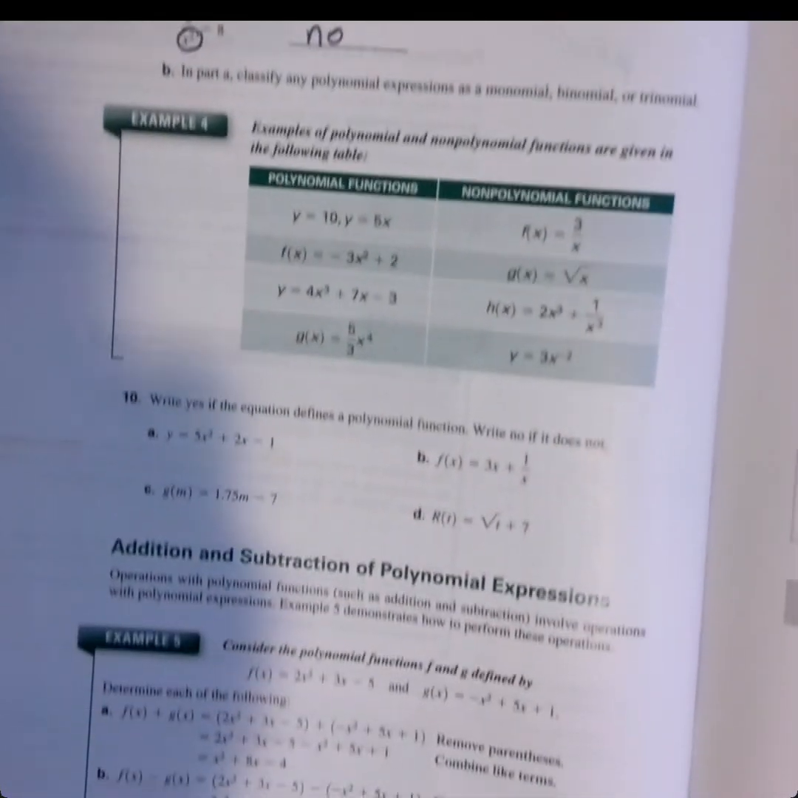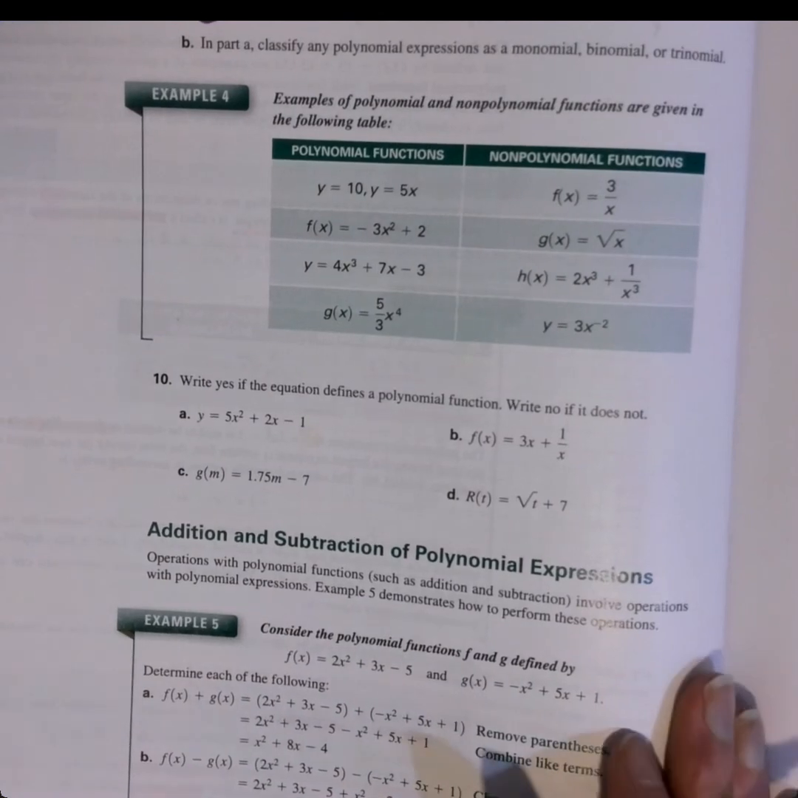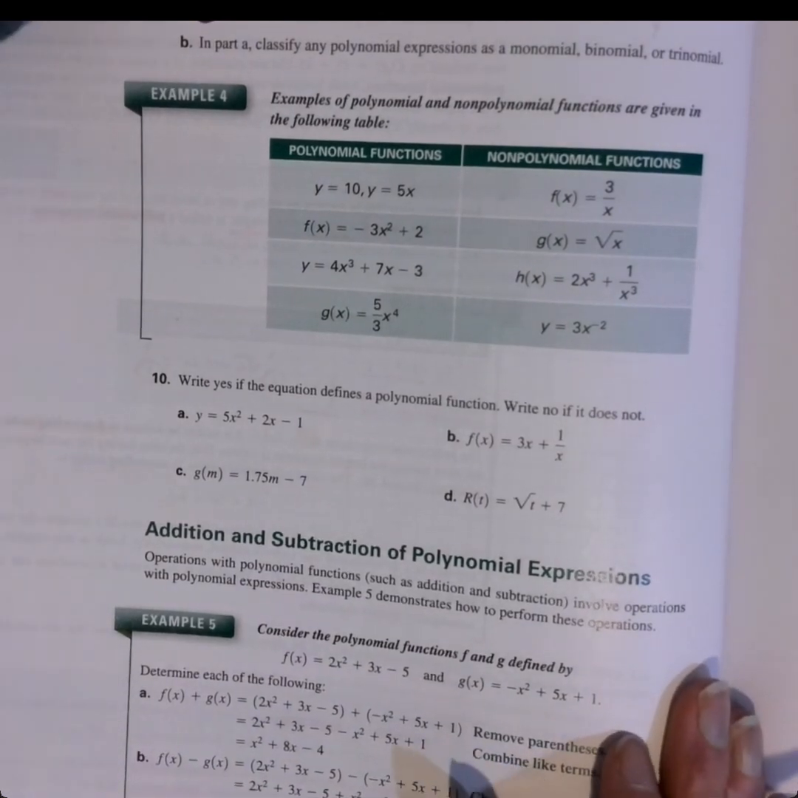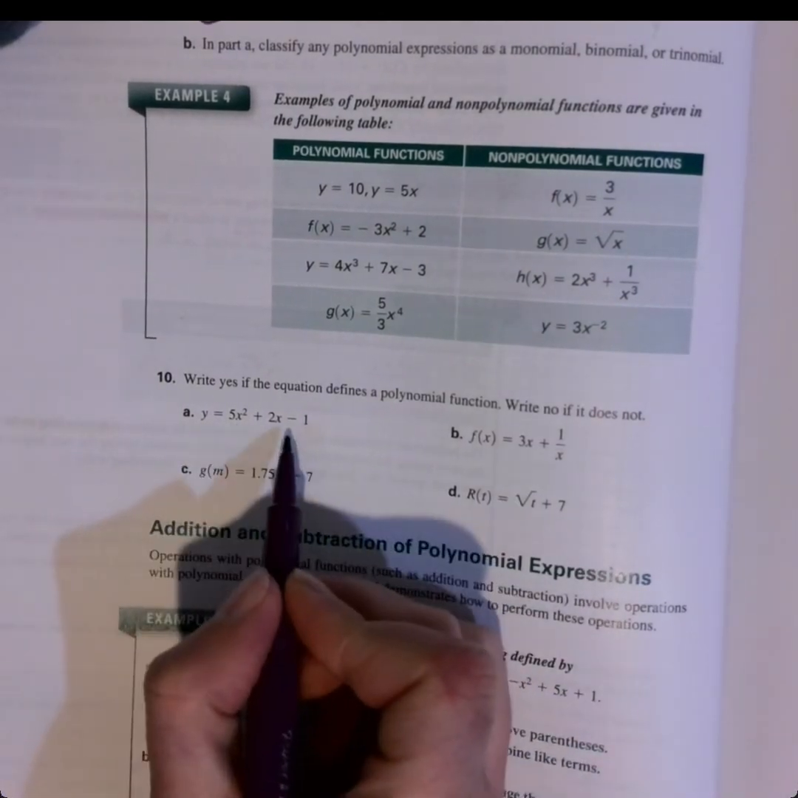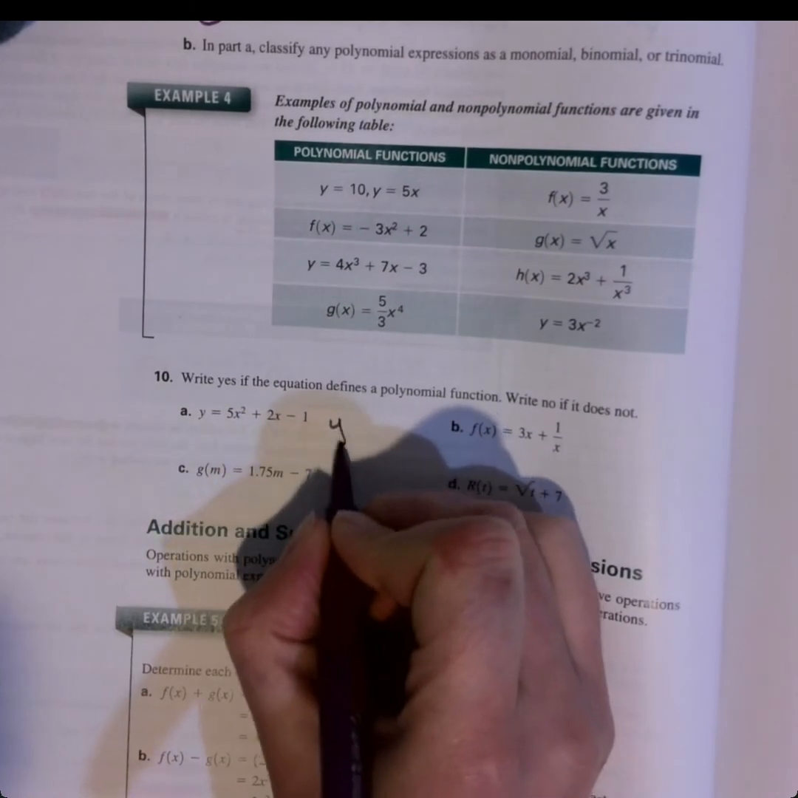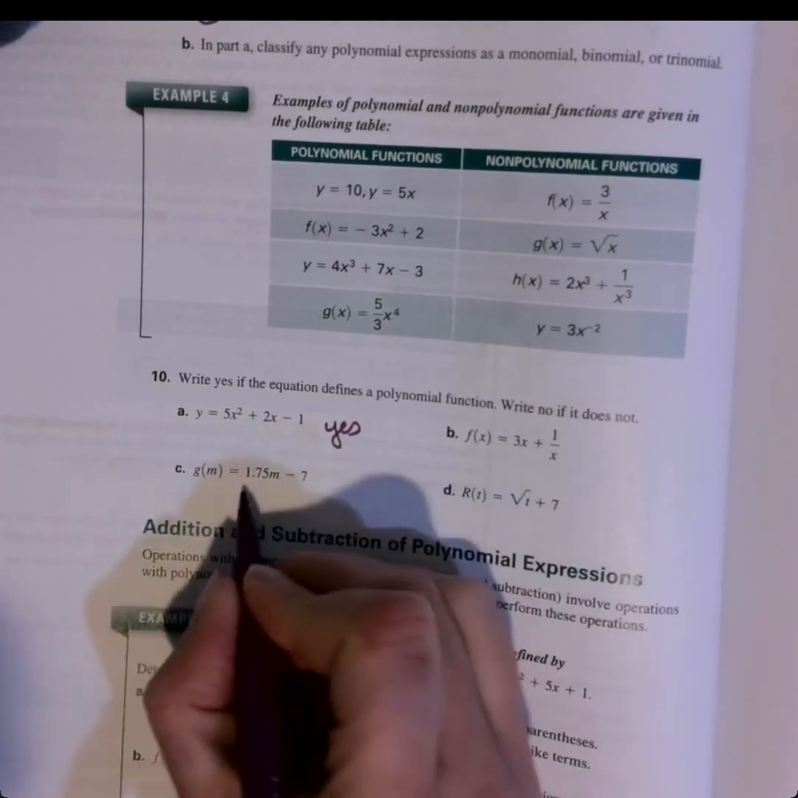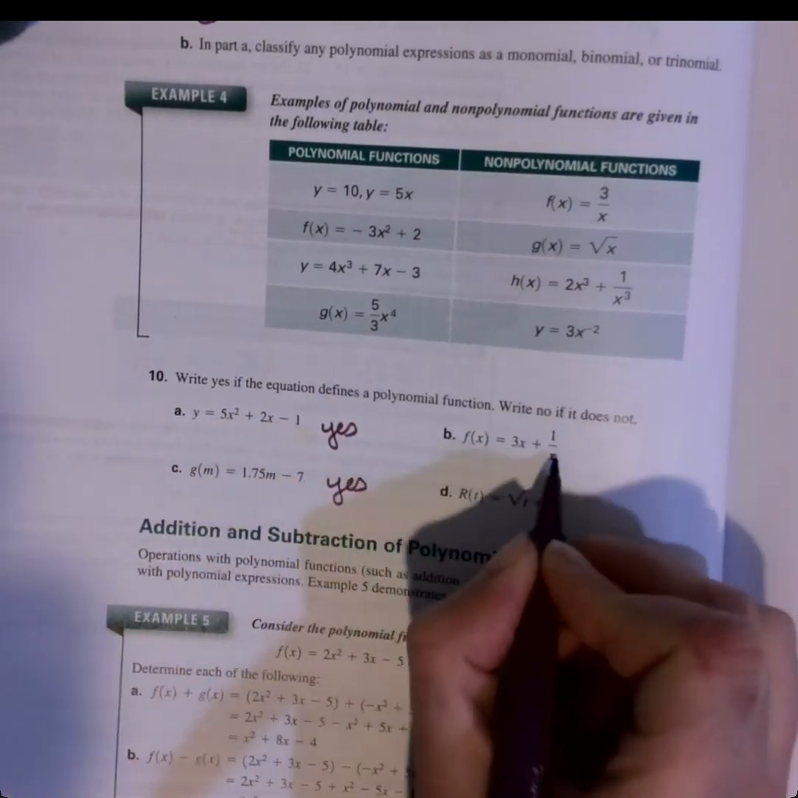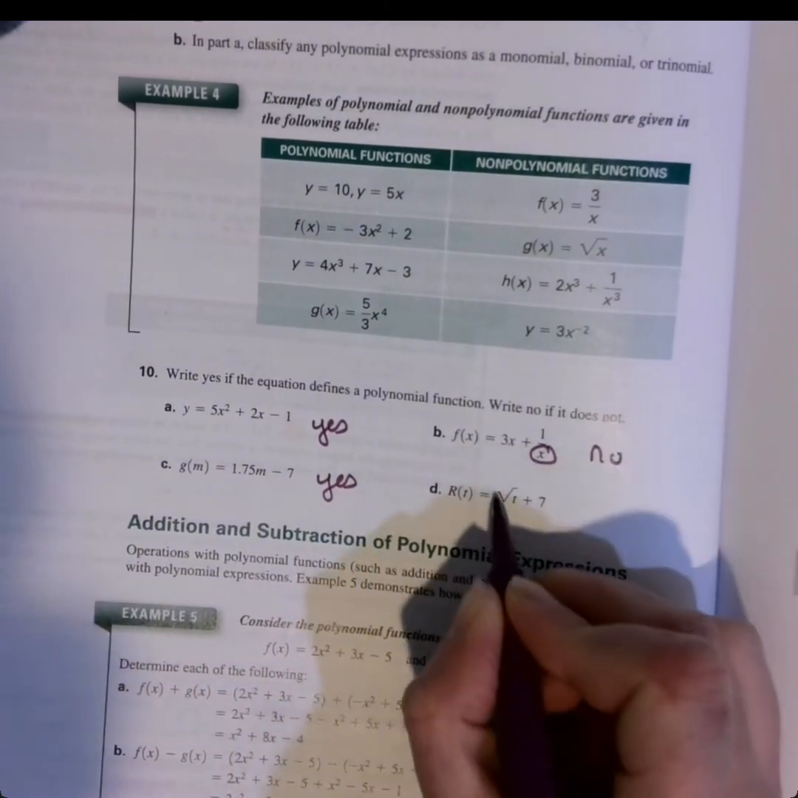So write yes if the equation defines a polynomial function. If this half of it's a polynomial, then yes. If not, then no. So yes, that's a polynomial. Yep, that's a polynomial. Oh, got an x in the bottom. Nope. Got a square root. Nope.